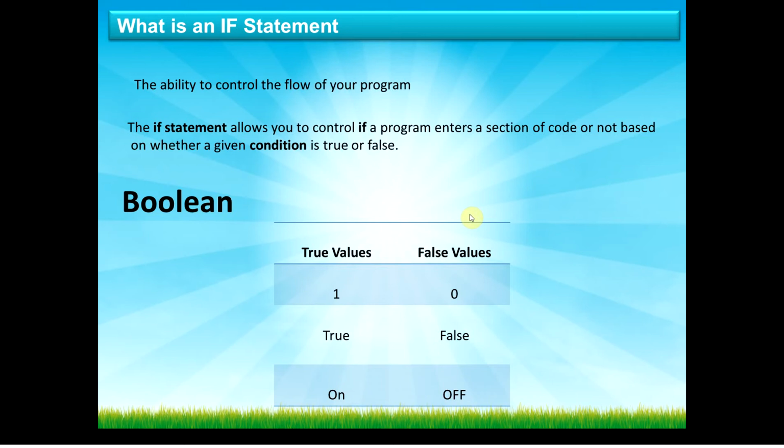So the easiest way to remember this is just like a light switch. When the light switch is on, that is true. When the light switch is off, it is false. When the light switch is on, it is 1. When the light switch is off, it is 0. And then obviously when it's on, it's on. When it's off, it's off.